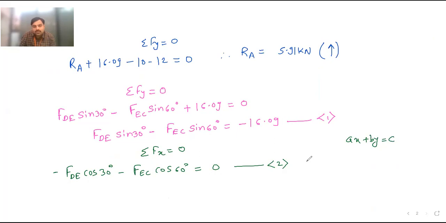Ax plus by equal to c. So in that way you can put the values a1, b1, c1, a2, b2, c2 and calculate FDE and FEC.